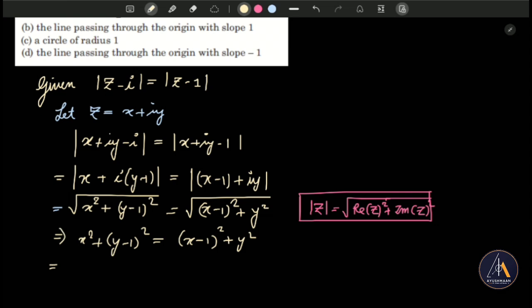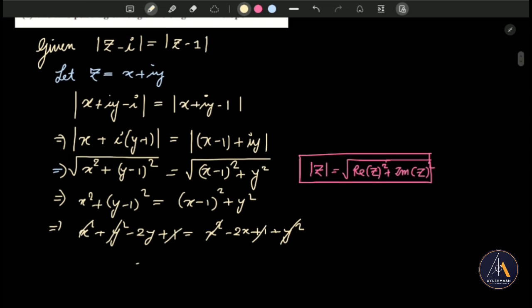This is x square plus y square minus 2y plus 1 equals x square minus 2x plus 1 plus y square. So we can cancel out x square and y square from both sides, and also I can cancel 1 from both sides. We are left with minus 2y equals minus 2x. Therefore I can say y equals x.